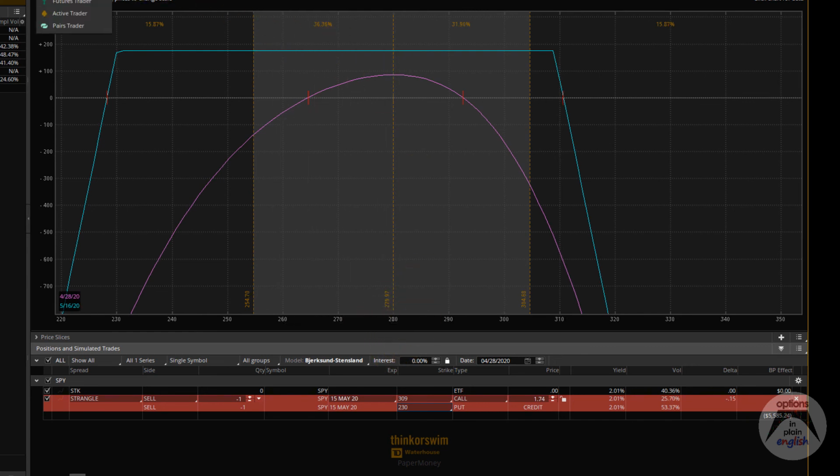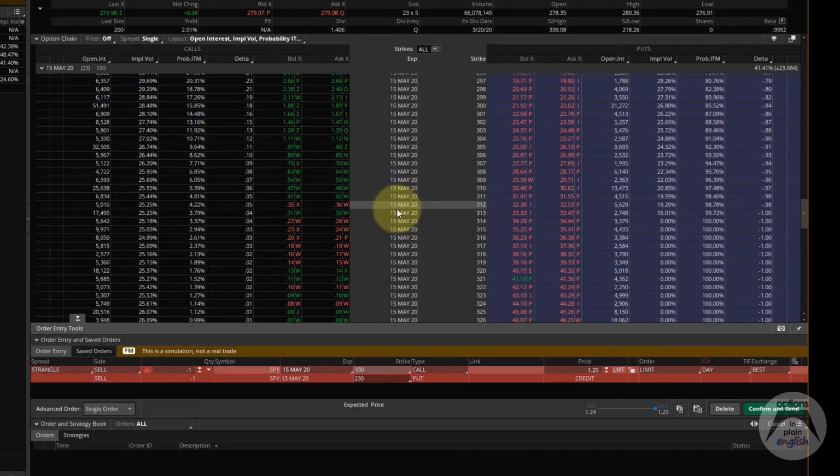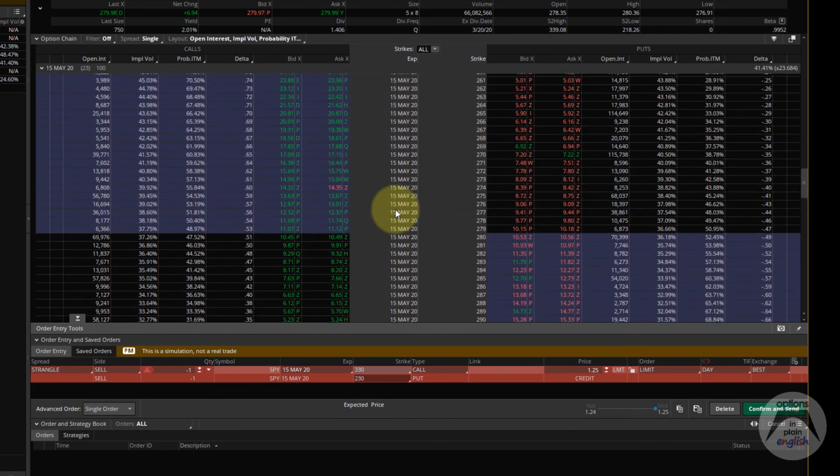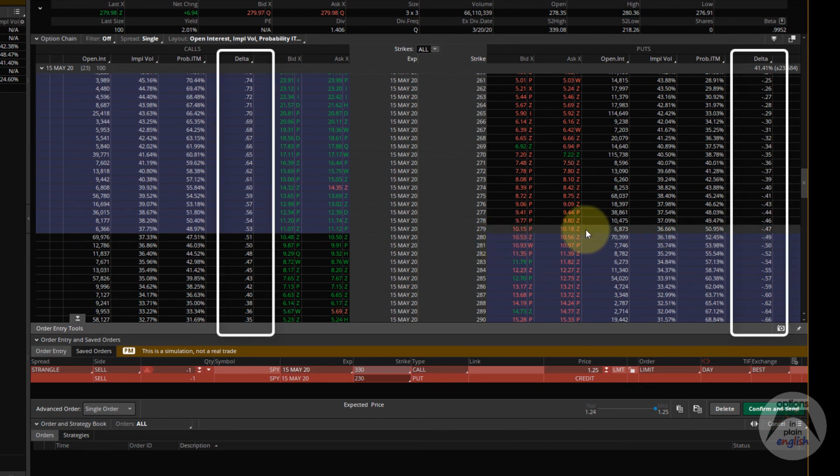So to sum up, when you want to put on a strangle and you want it to be delta neutral, instead of seeing where the price is, in this case 280 for example, and going 10 up and 10 down, you shouldn't do that. What you should do is say, I want a delta neutral strangle, so I'm going to sell the 30 delta on both sides. So you look at the delta column. In this case, I have it right here. You look for the 30 delta, for example. In this case, it would be 266.